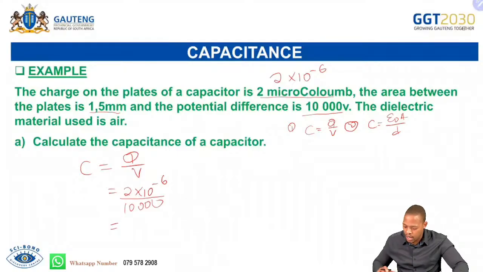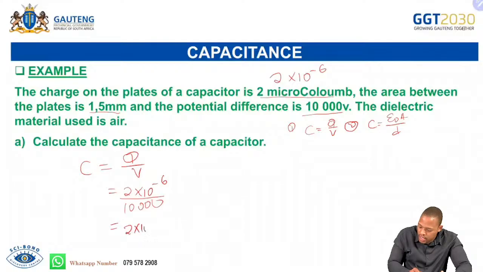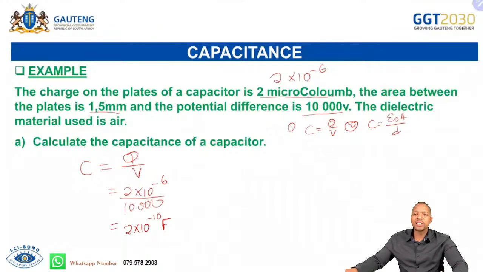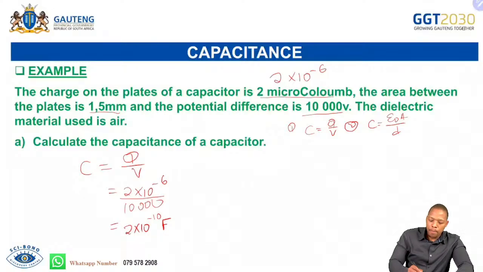You will then quickly run into your calculator. 2 times 10 to the power of a negative 6, all over 10,000. Then this should give you 2 times 10 to the power of a what? A negative 10. And we said the SI unit for a capacitance is farads, named after Michael Faraday there. Okay, but we did not actually establish the SI unit as we usually do.